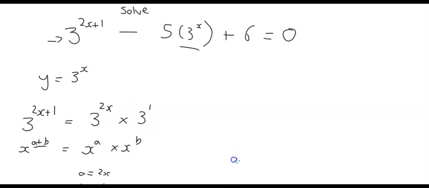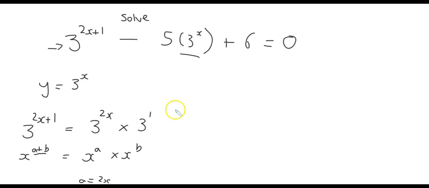So then what we can do is we can say that, well, we know that 3 to the 2x, remember that we had that in the previous question, that was our y squared. And so actually this is going to be 3y squared. So 3 to the 2x plus 1 is actually 3y squared when y is equal to 3 to the x.